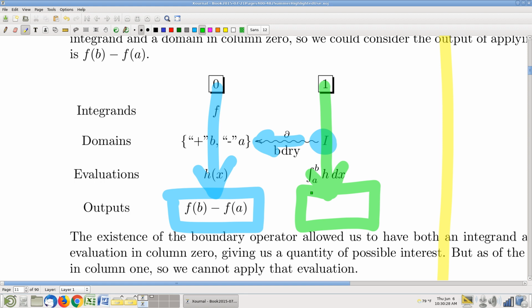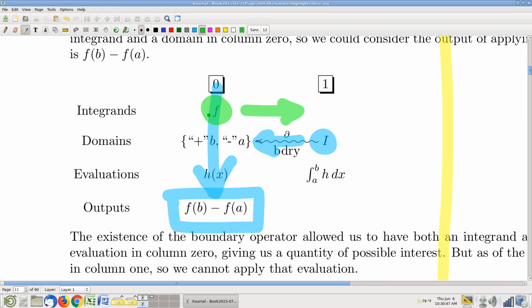Notice if I wanted this to be an integral, I would need to have something there. I would need an integrand in column 1. So let me rephrase the question. Is there something that I can do to my original function?